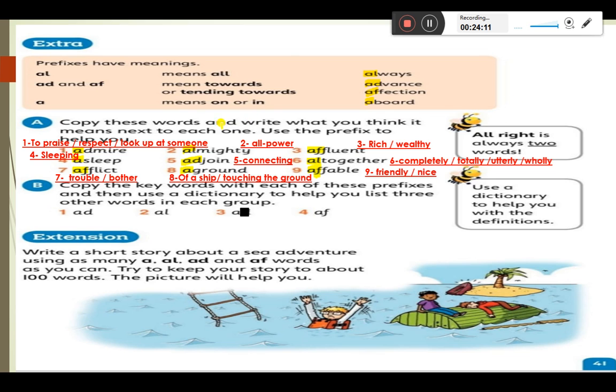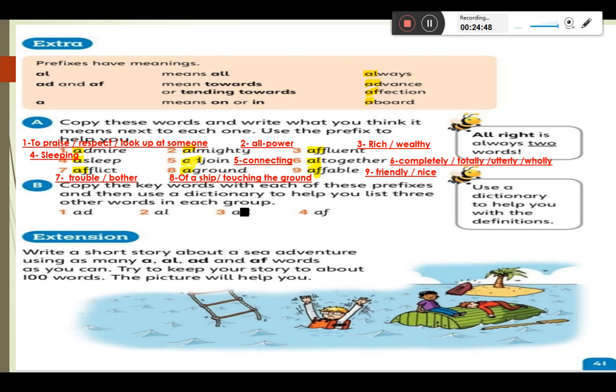Okay, so again, I'm going to read the words and the meaning of each word. We have admire: to praise, respect, look up at someone. Most of the time we use the word admire with our teachers, our heroes, so we look up at them. Number 2, almighty, and we use the word almighty with Allah Almighty. Affluent: rich or wealthy. Asleep: in the state of sleeping. Adjoint: which means to join two things together.